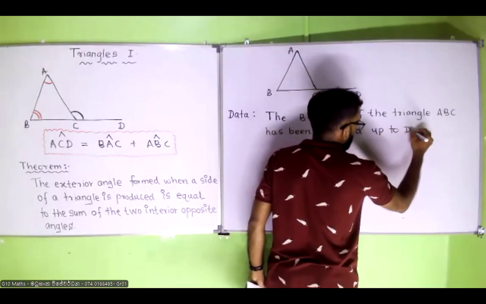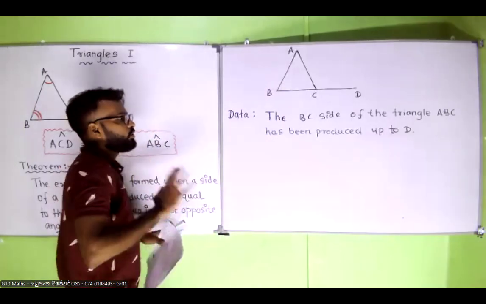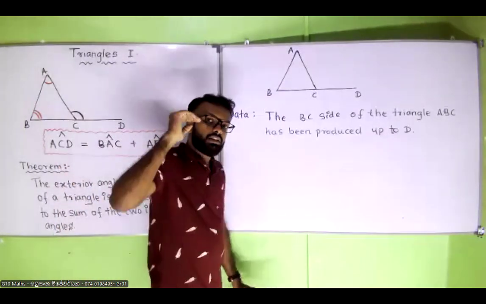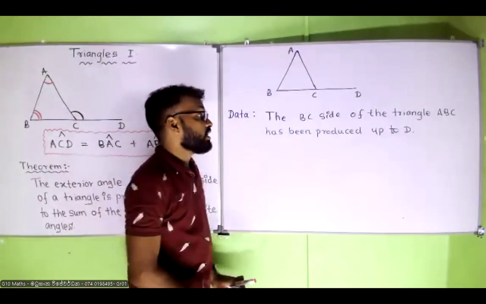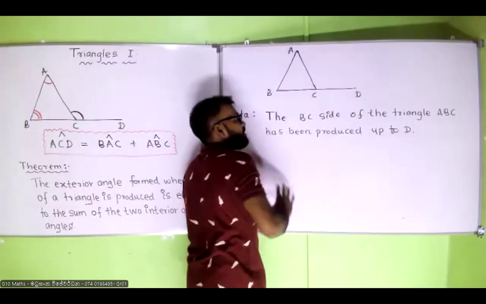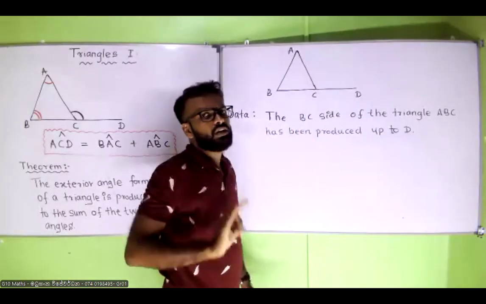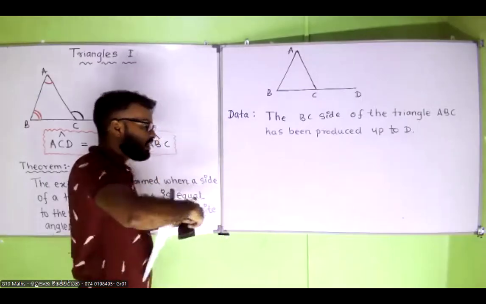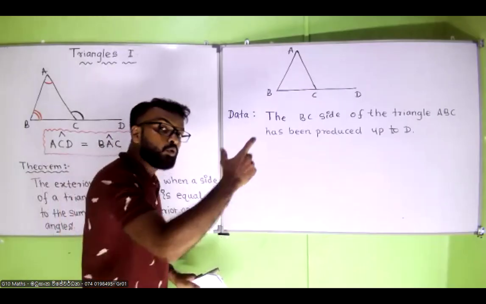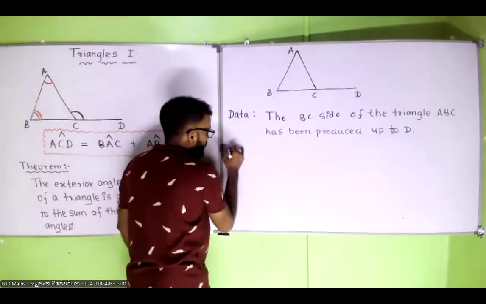That is the only data that they have given to us. There is a triangle called ABC, and from that triangle ABC, the BC side has been produced up to D. That is the only thing. That is enough. Now we are going to write to be proved, what we are going to prove. So here, to be proved.